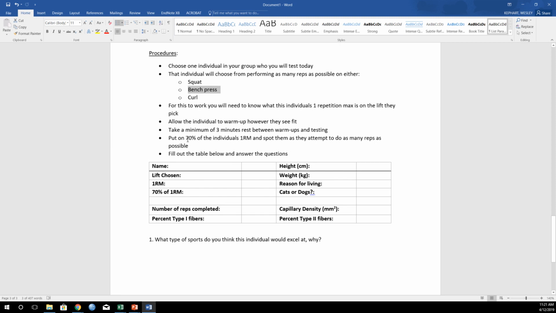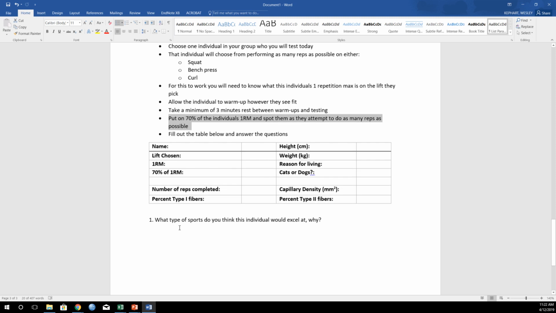Back to the procedures: 70%. Use those equations to predict percent type 1. Type 1 and type 2 add up to 100%, so just do a little bit of subtraction right there. Write the number of reps completed. Tell me their capillary density. Filling all this out should be fairly quick. And then answer this question: what type of sports do you think this individual would excel at and why?